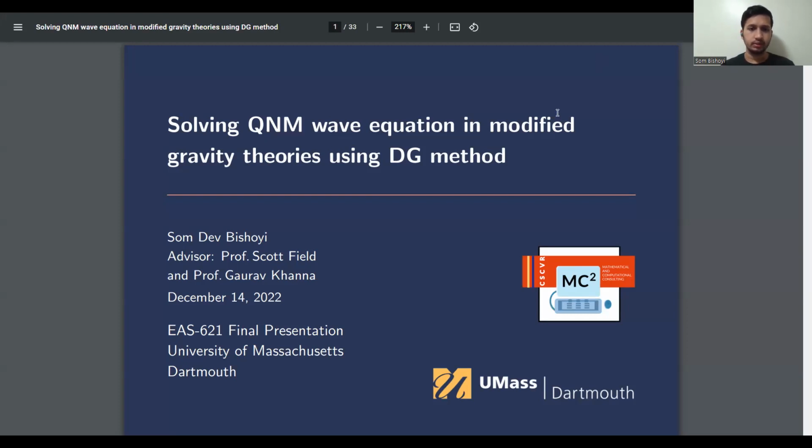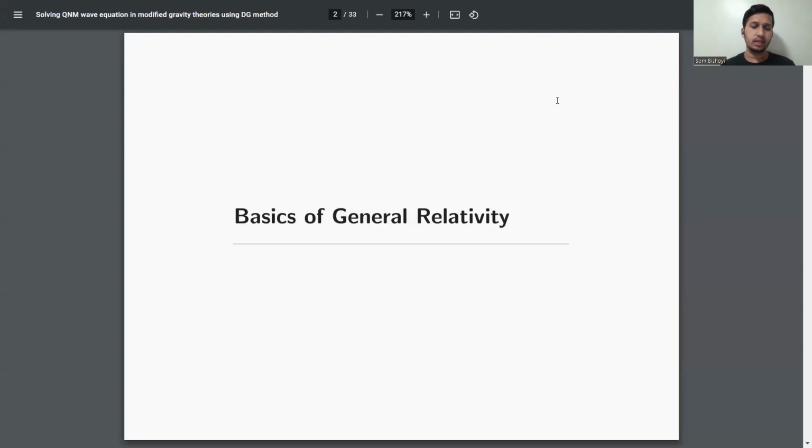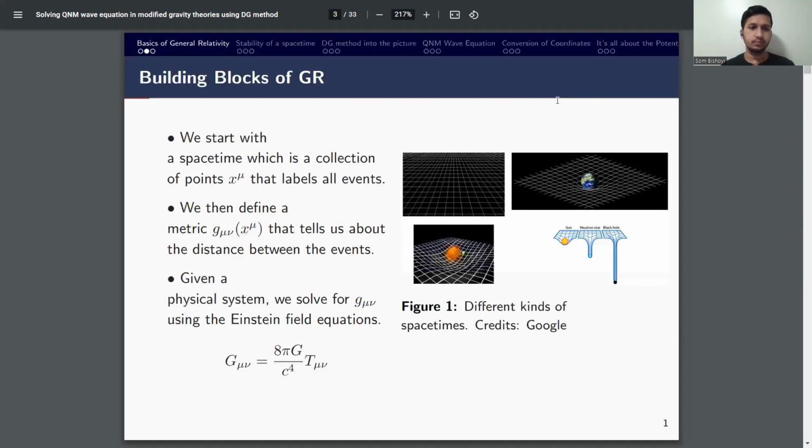So to begin with, we'll start by covering some basics of general relativity, which forms the physical background of our problem. So we start with the building blocks of GR, where we have a space-time, which is basically a collection of points which are given the name x nu, and these x nu label all events in the space-time. After that, what we do is we define a metric, a quantity g mu nu, and this quantity tells us about the distance between the two events in the space-time.